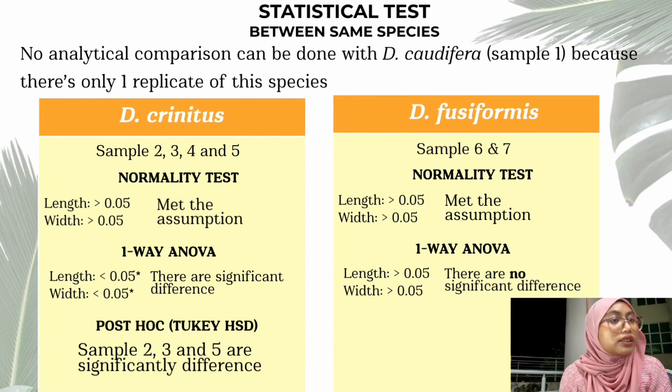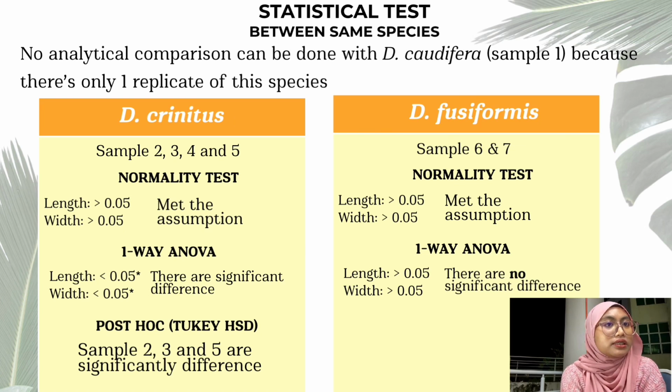For the statistical test, there are two parts. The first one is between samples of the same species, and the second one is the statistical test between the 6 different species. For the first part, the first species is Dicterocarpus caudifera. However, we only have one replicate, one sample for this species, so there is no analytical comparison that can be done between samples of this species.